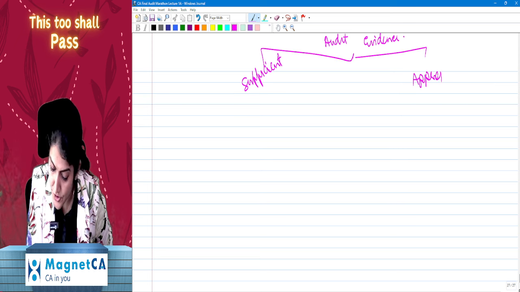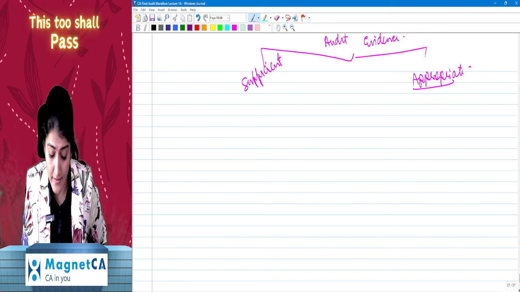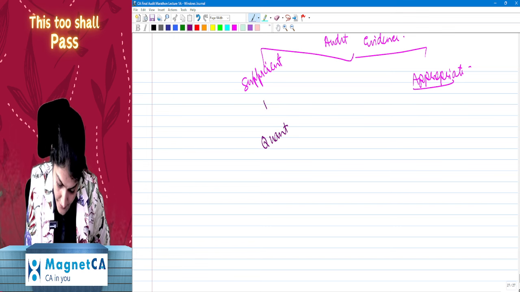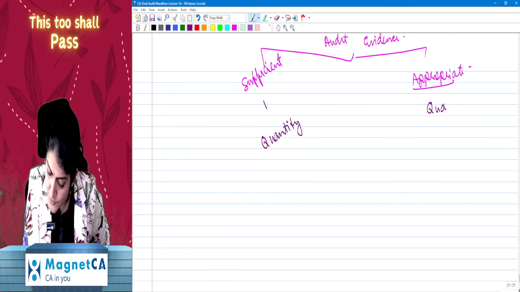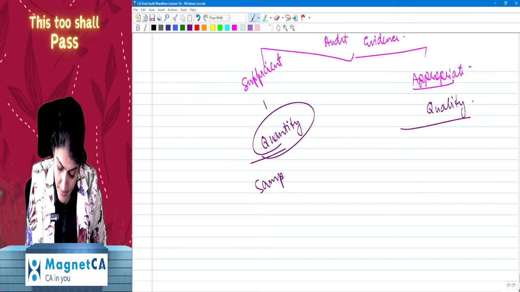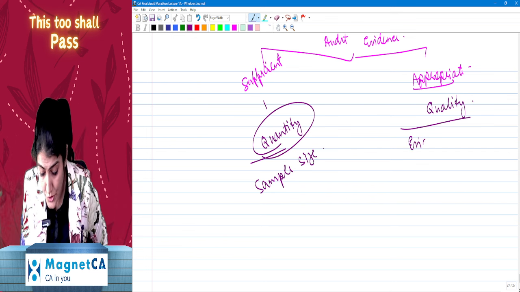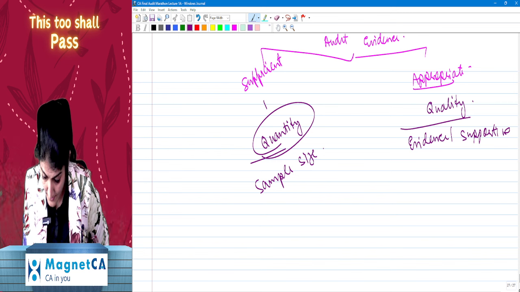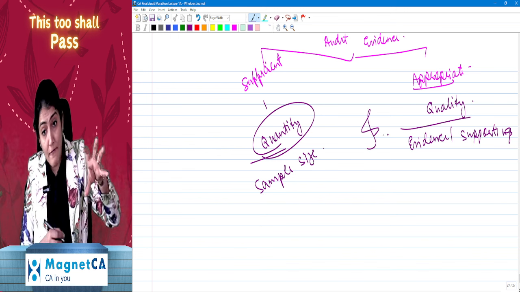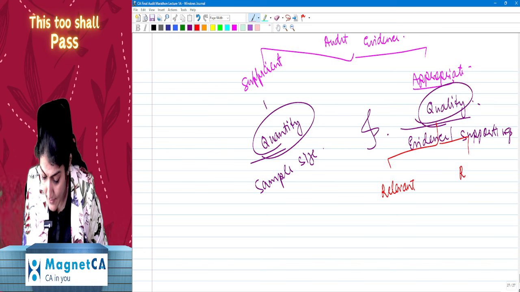What do you mean by sufficiency? It is the quantity of audit evidence, and appropriateness refers to the quality. So quantity means it's your sample size, your number of samples, and quality means the evidence which you obtain, all the supportings, all the explanations which you obtain. Right, so how should your evidence be? Sufficient and appropriate. And when would you say it is appropriate? When it is relevant and it is reliable.